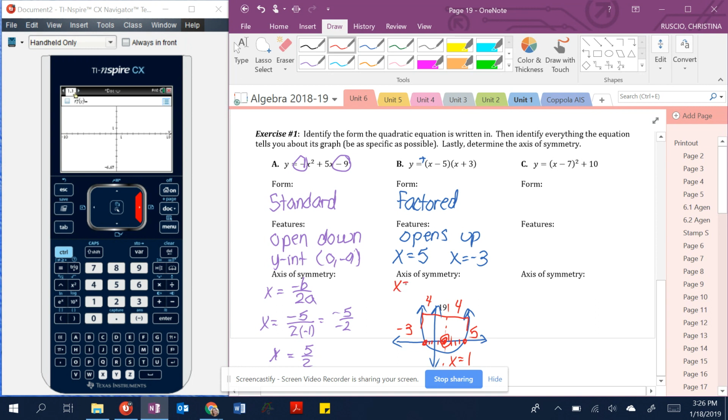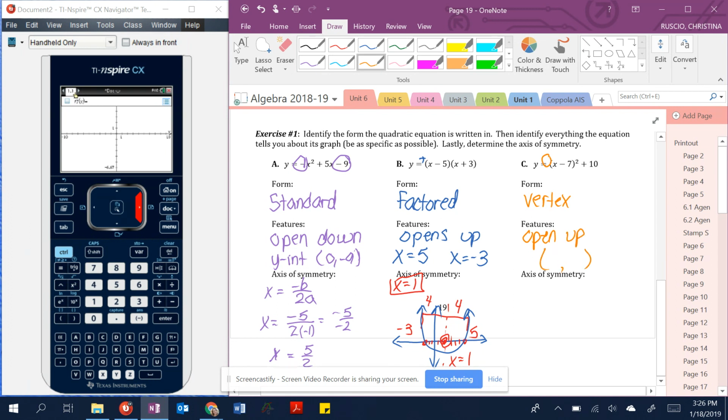Actually, I should probably write that up here. That was so fun. Okay, C. This is the last and final form. This is the vertex form. And the features that it can tell us, well, the first thing, it is opening up or concave up. And it also tells us the vertex.